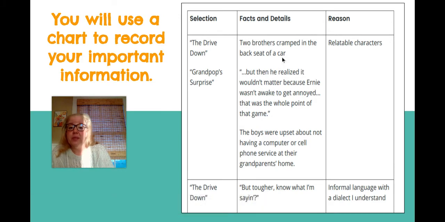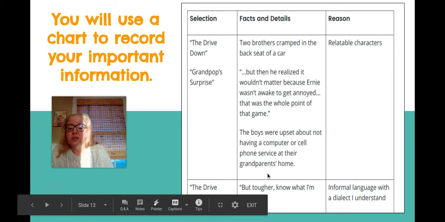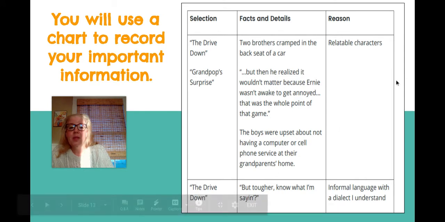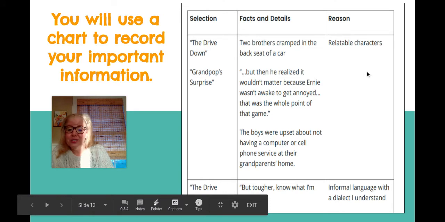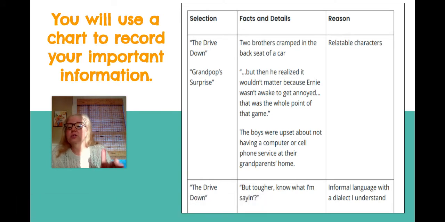Two brothers cramped in the backseat of a car. The quote, "But then he realized it wouldn't matter because Ernie wasn't awake to get annoyed. And that was the whole point of that game." The boys were upset about not having a computer or cell phone service at their grandparents' home. And relatable characters. So the reason, relatable characters, is I can relate to them. That makes sense to me because it reminds me of me and my brother. So relatable characters is a reason I would say, yes, I recommend Jason Reynolds, because we can all relate to this in some way.